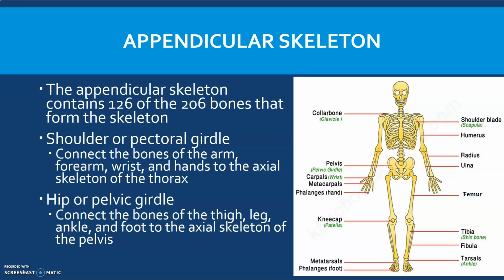The shoulder or pectoral girdle connects the bones of the arm, forearm, wrist, and hands to the axial skeleton. And the hip or pelvic girdle connects the bones of the thigh, leg, ankle, and foot to the axial skeleton.